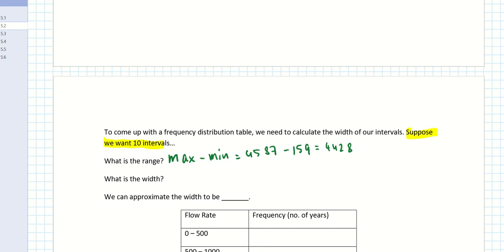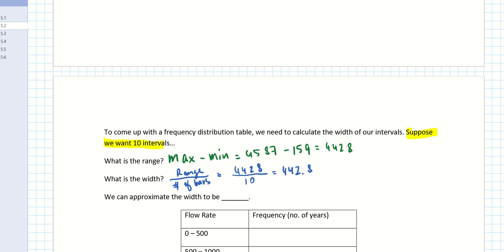So take the range. Let me just write range over the number of bars that you want to have. Okay. So again, you had to decide how many bars you want. In this case, the question asks us, let's say we want to have 10 of them. So we're going to take our 4,428, which is our range, divided by 10, and we're going to get 442.8, right?